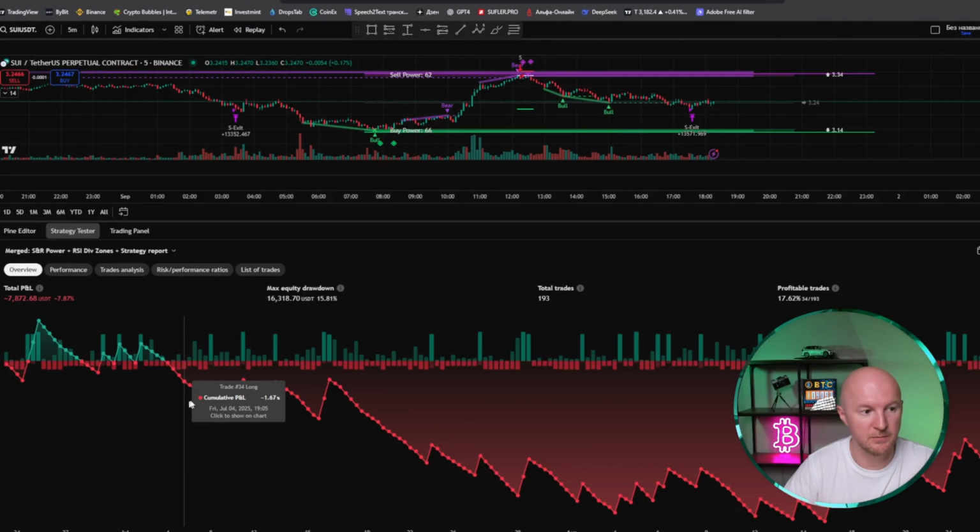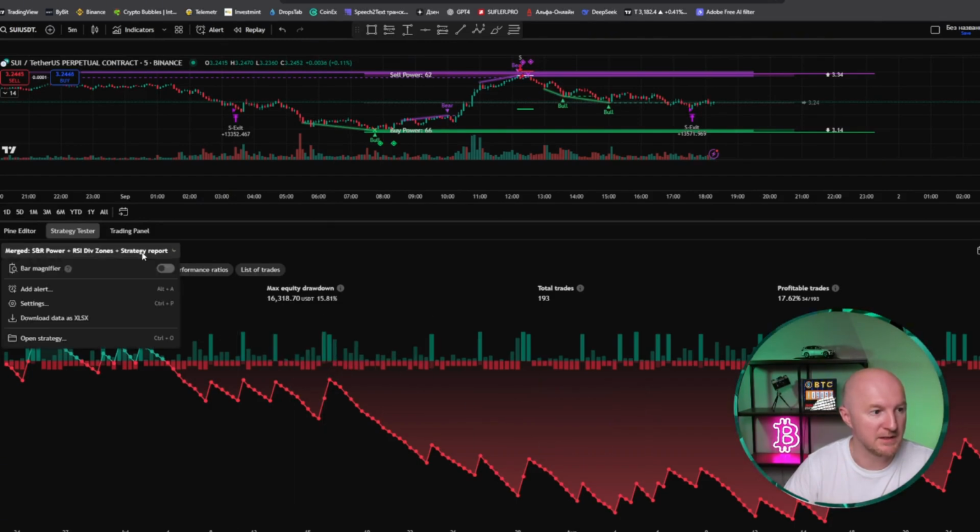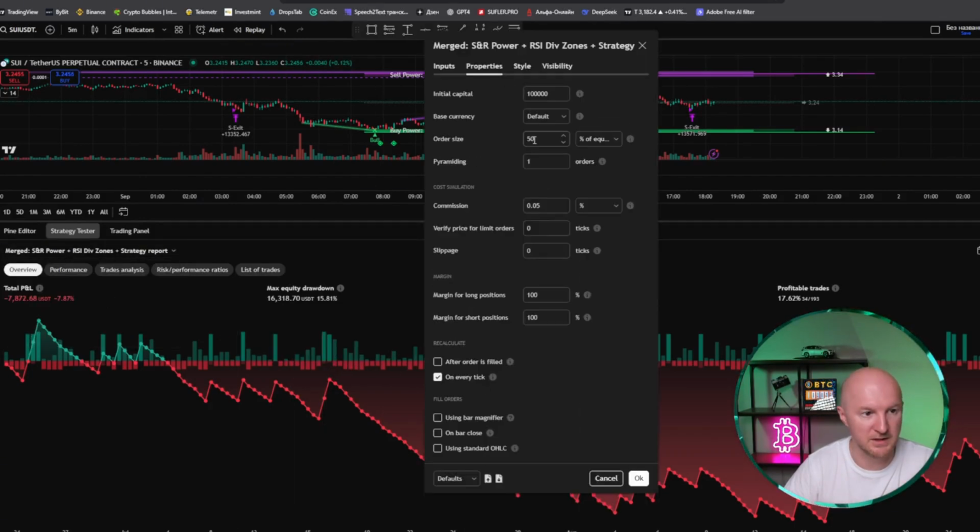Here's the result. It kind of moves a little to the right and a little down. So, well, you can't really call this a profitable strategy. At the same time, only 50% of the deposit is used here, because that's the more correct way to test. There's no pyramiding, and I set the commission at 0.05. That's the commission of the exchange I trade on.